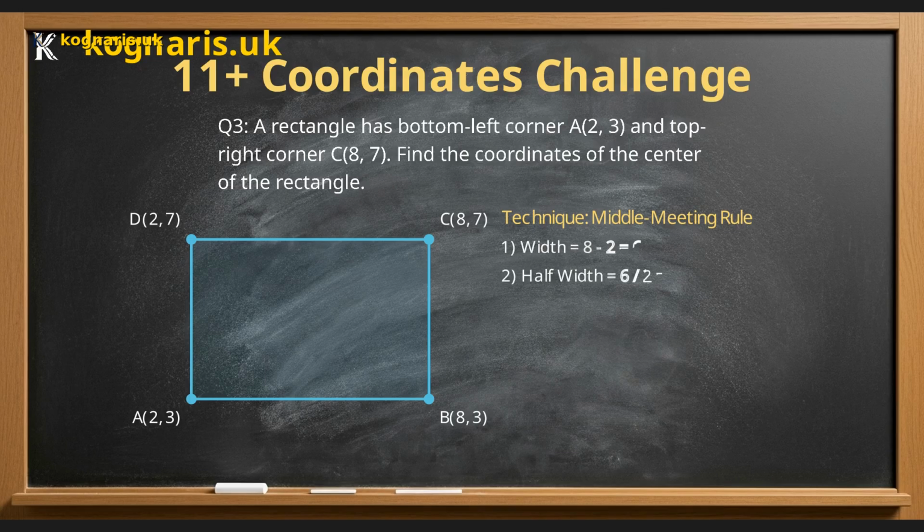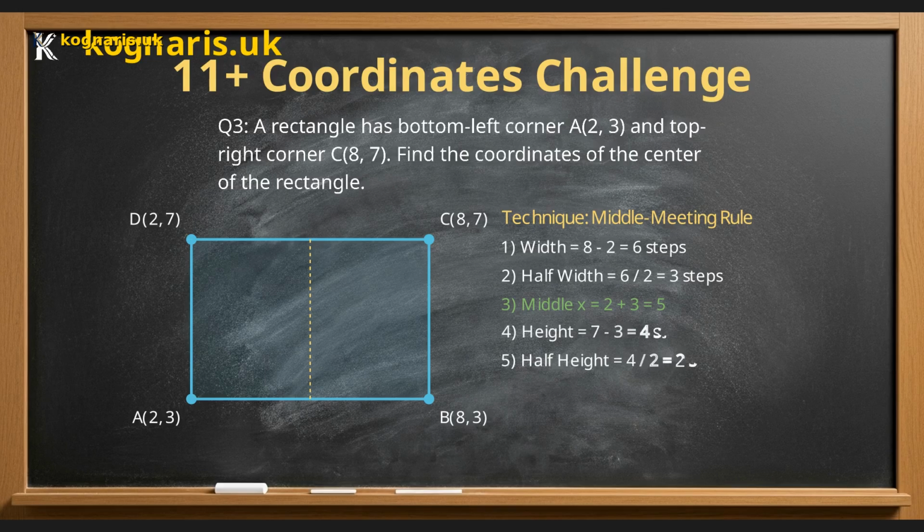Let's look horizontally first. The width of our rectangle goes from x-coordinate 2 to 8. That is a total distance of 6 steps. Half of 6 is 3 steps. Starting from 2 and jumping 3 steps right, brings us to a middle x-coordinate of 5.